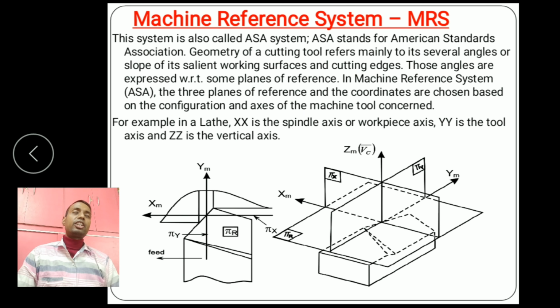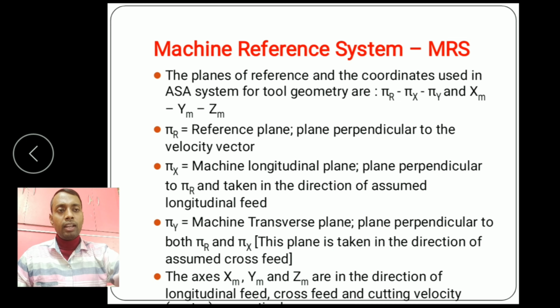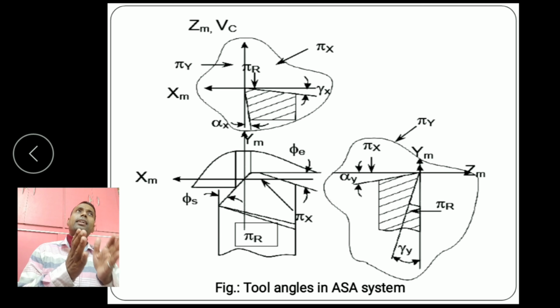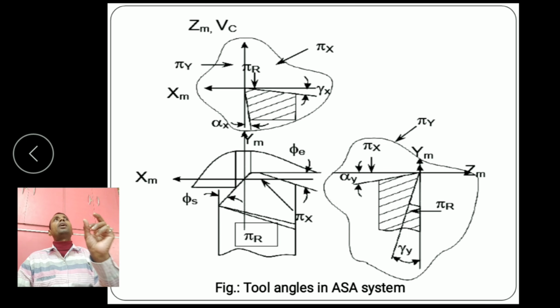In the machine reference system, the pi R plane is the machining plane. pi X and pi Y is another plane. pi X, pi Y and pi R are all 90 degrees to each other. If we cut the section, we have three planes. One is, suppose, pi R and pi X. So here we find two angles, gamma X and alpha X.